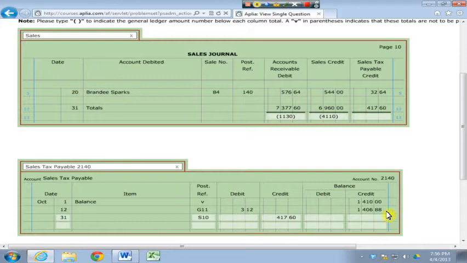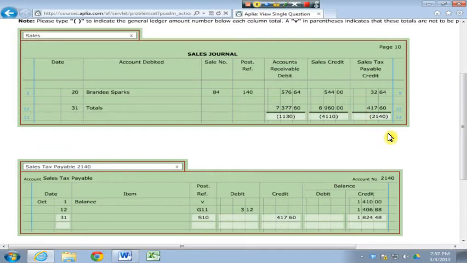We had a credit balance. We have a new credit, so we're going to add the 2 numbers together. And you should get $1,824.48. To show we're finished, we're going to take account number 2140 and put it up here in parentheses. Okay, now we're done with step number 1.